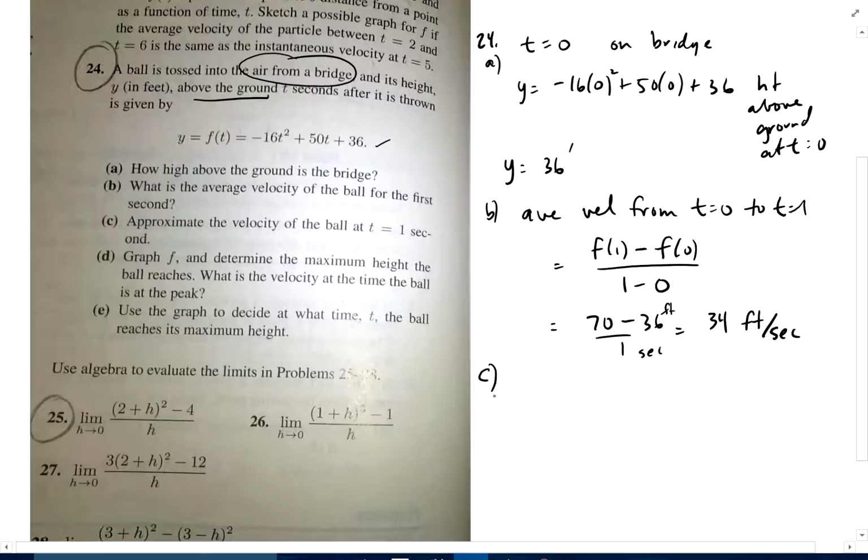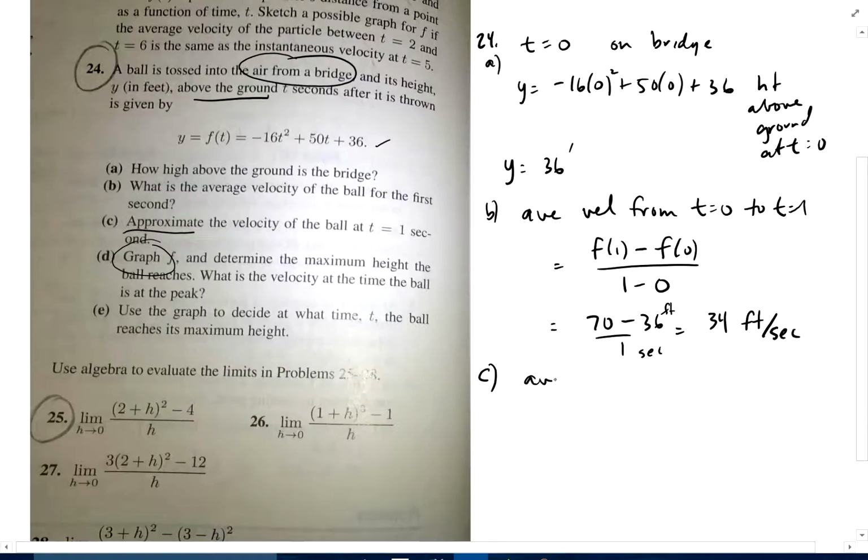C, approximate the velocity at 1 second. Well, the average from 0 to 1 is 34, and there's actually lots of ways to approximate the velocity. We can use the graph if we want to just eyeball it. When we learn, well, if we take the limit and use our limit definition, we can find the exact velocity, but it didn't ask us to do that. It said just approximate it.